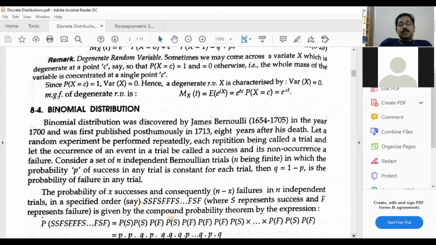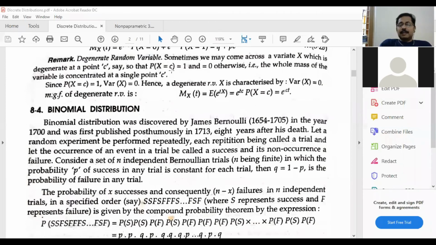Let a random experiment be performed repeatedly, each repetition being called a trial, and let the occurrence of an event in a trial be called a success, and its non-occurrence a failure. That is the binomial law. Consider a set of n independent Bernoulli trials in which the probability P of success in any trial is constant for each trial. Then its failure is Q, where Q is 1 minus P.